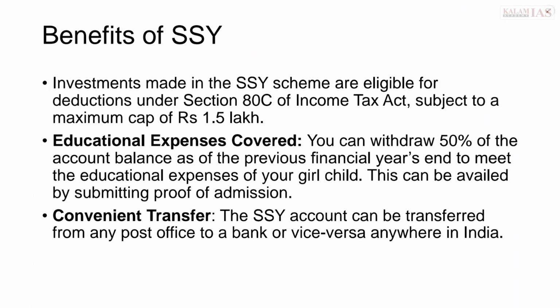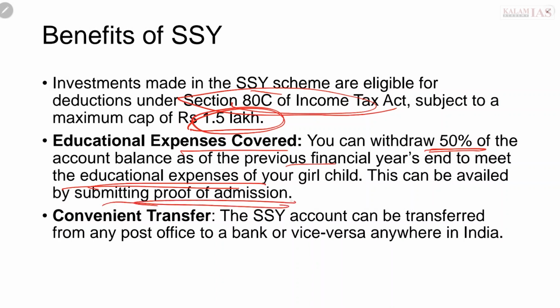The benefits of Sukanya Samriddhi scheme are as follows. Firstly, the investments made in the Sukanya Samriddhi Yojana scheme are eligible for deductions under Section 80C of Income Tax Act, subject to maximum cap of rupees 1.5 lakhs. Secondly, the educational expenses are covered. You can withdraw 50% of the account balance as of the previous financial year to meet the educational expenses of your girl child. This can be availed by submitting proof of admission.